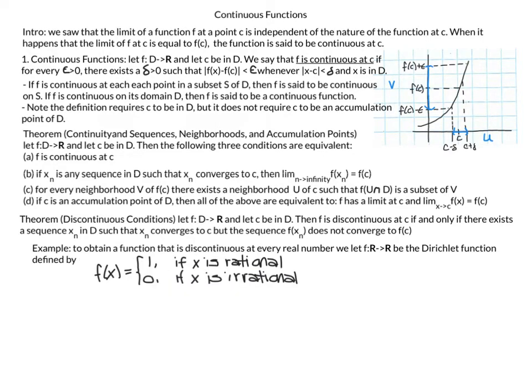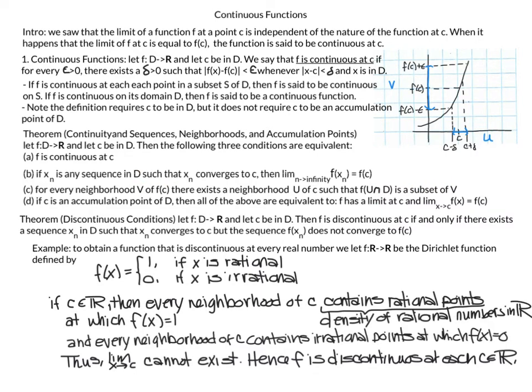Here's an example of a function that is discontinuous at every real number. We're going to define the Dirichlet function, which is defined by f of x is equal to 1 if x is rational, and 0 if x is irrational. To show the Dirichlet function is discontinuous, we're going to use the part about neighborhoods, part C in this theorem, which says that for every neighborhood V of f of c, there has to be a neighborhood U of c such that f of U intersect D is a subset of V.